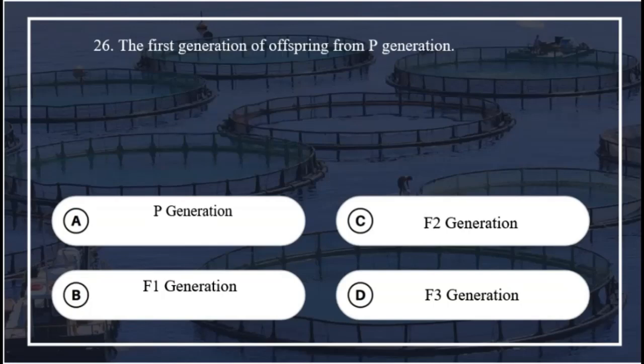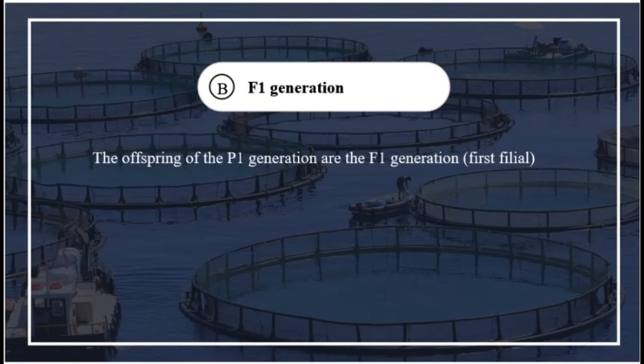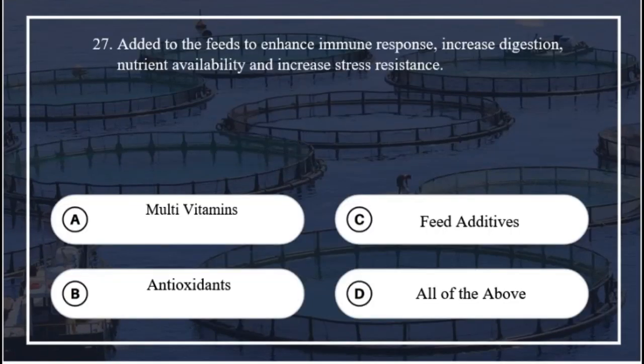F3 generation. Answer: B. The offspring of the P1 generation are the F1 generation, first filial. 27. Added to the feeds to enhance immune response, increase digestion, nutrient availability, and increase stress resistance.